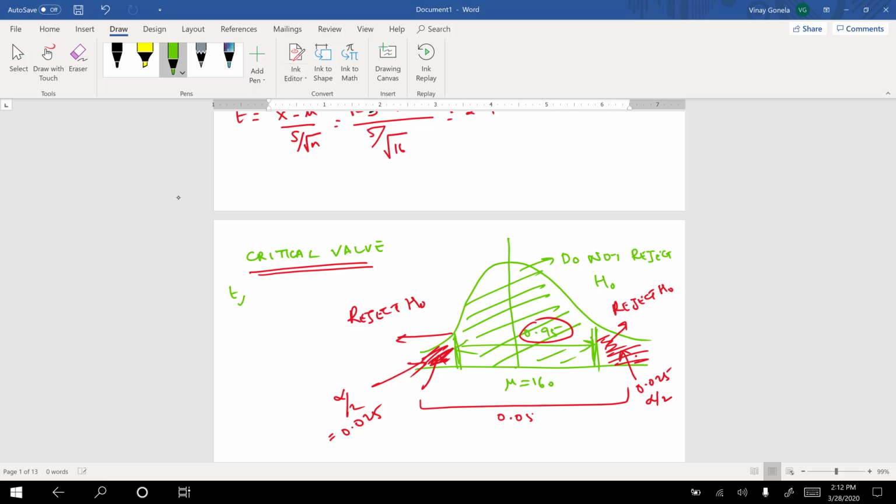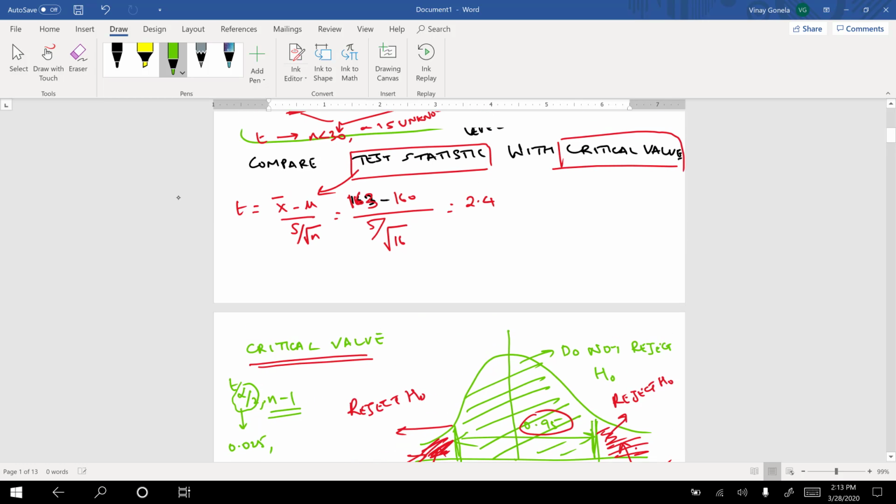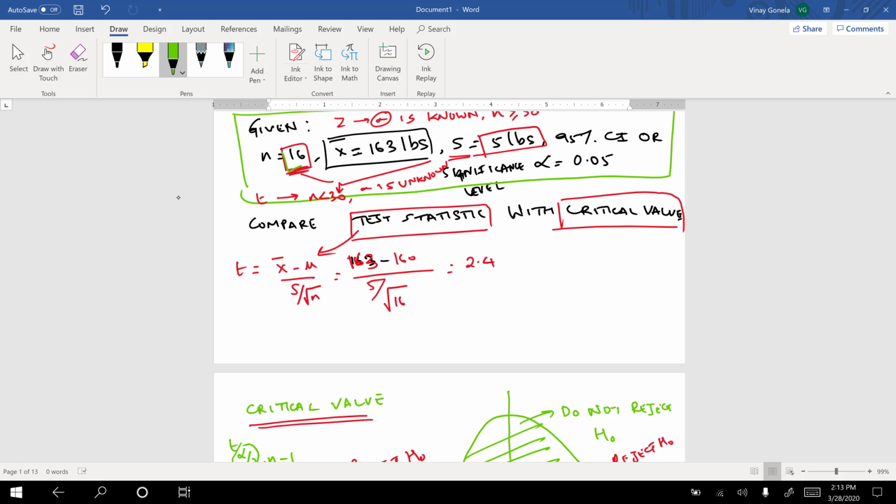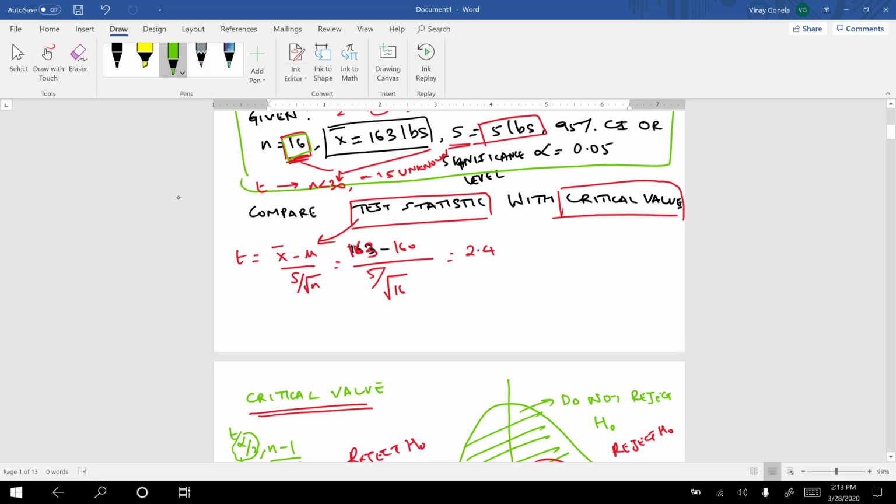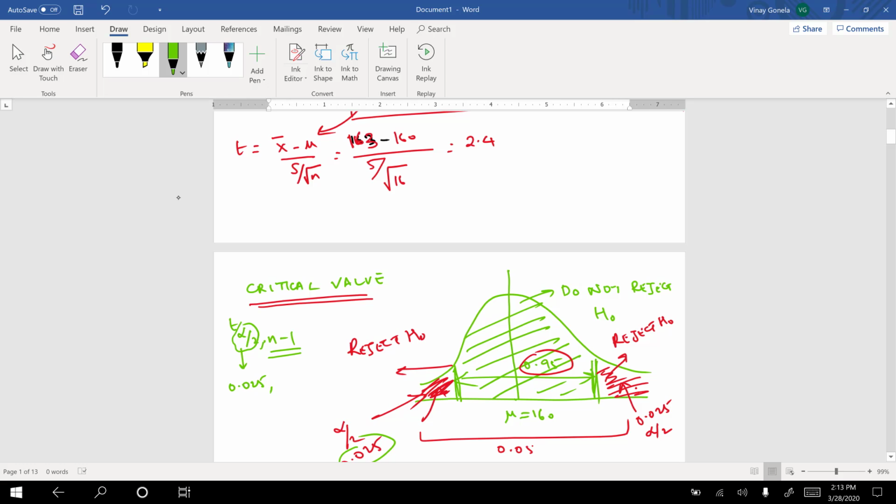So this is t alpha over 2, and then the degree of freedom is n minus 1. So this value, alpha over 2 is 0.025, and n minus 1, our n is 16. So the degree of freedom df would be 16 minus 1, which is 15.